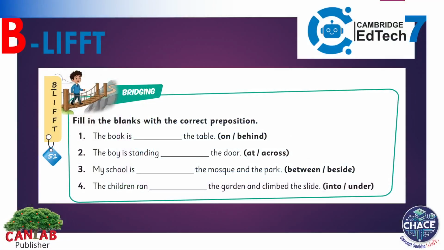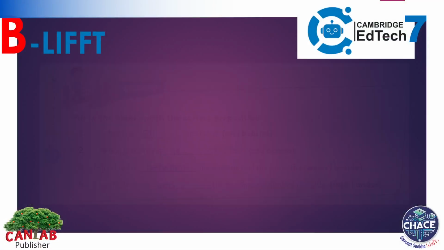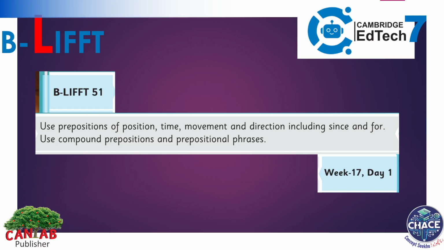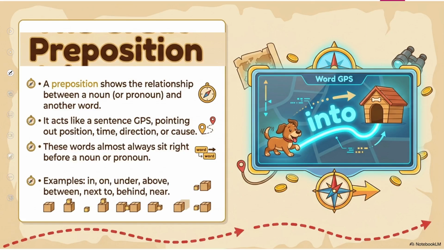Here we have bridging. I hope you have solved it, and here is the answer of that bridging. Today we have BLIFT number 51 and our learning outcome for today's lecture is use preposition of position, time, movement and direction including since and for. And the second learning outcome is use compound preposition and prepositional phrase.